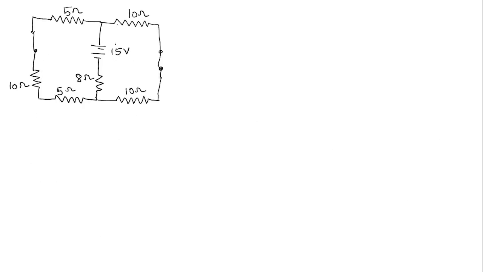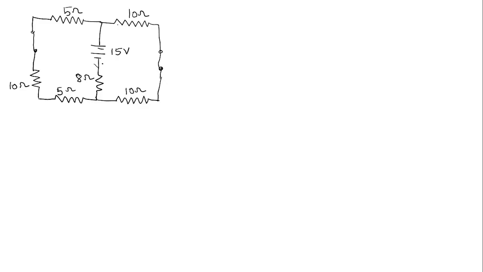For the second case, we are considering this 15 volt source only, and we have short circuited the other two sources. Always consider only one source at a time and remove all the other sources. So the voltage sources are replaced with a short circuit, and if it is a current source, then we have to replace it with an open circuit.